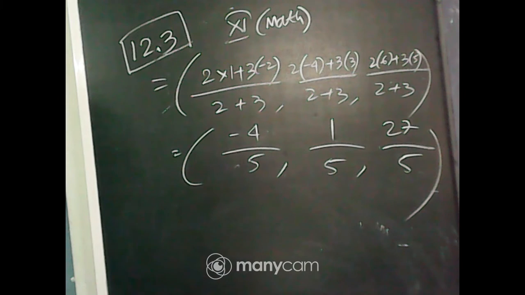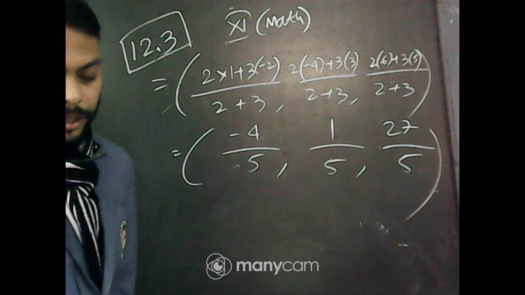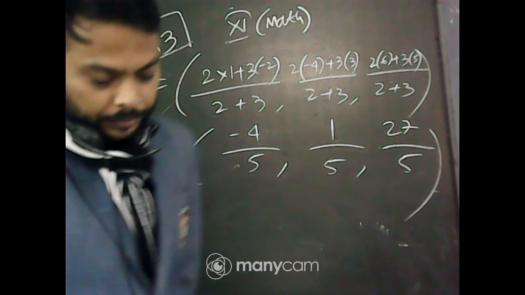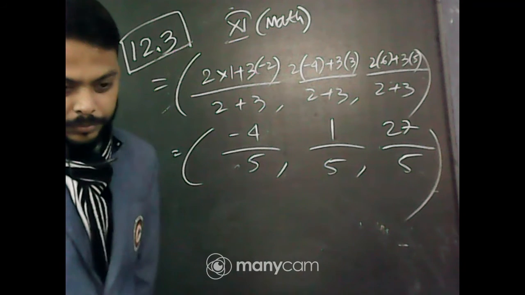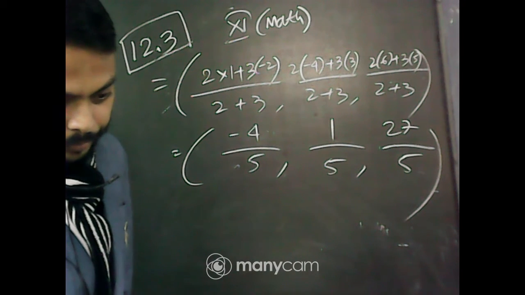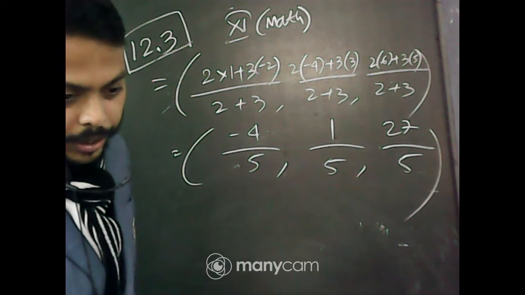Isn't it the coordinate of the required point? Yes, 27 by 5, the last portion. So the whole coordinate. Where are the rest of the students? Respond to me.